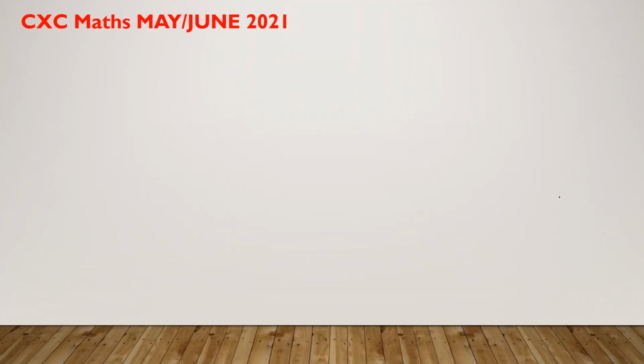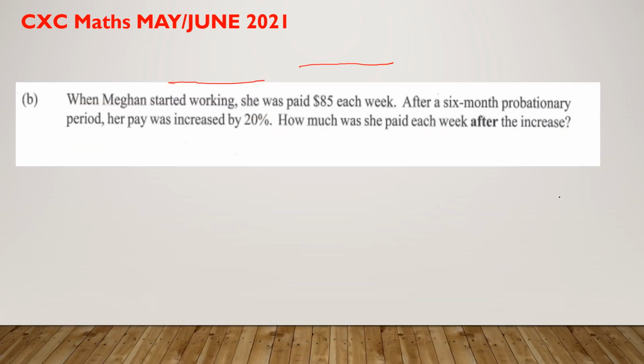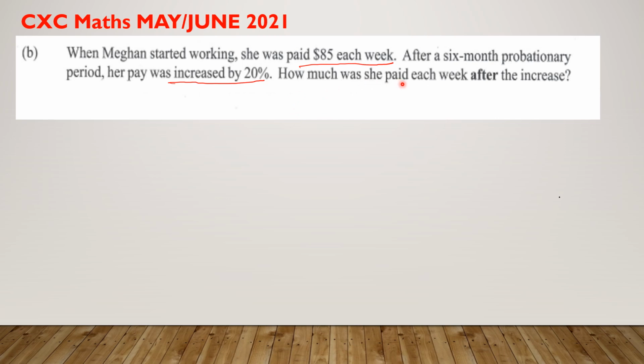Right, so here we have the B part of question 1, May-June 2021. It says here, when Megan started working, she was paid $85, let's underline that, each week. After a 6-month probationary period, her pay was increased, let's underline that part, by 20%. How much was she paid each week after the increase.